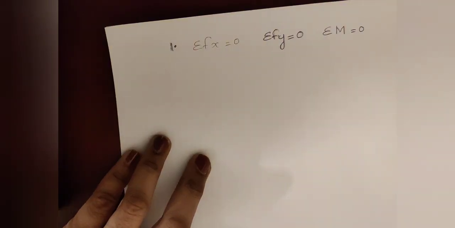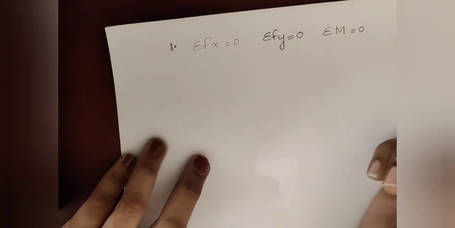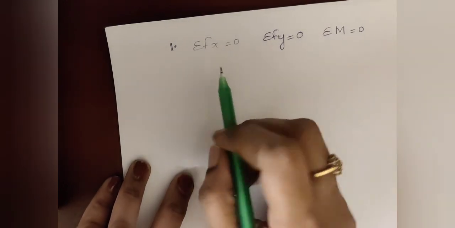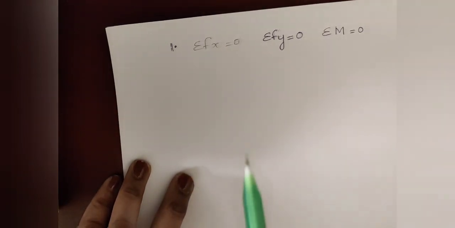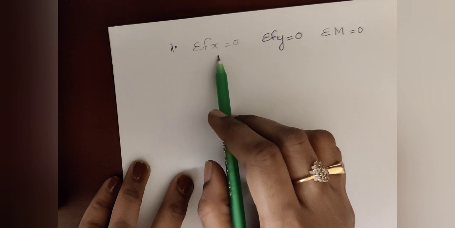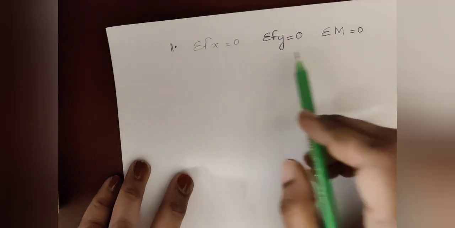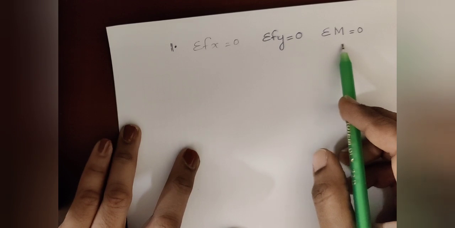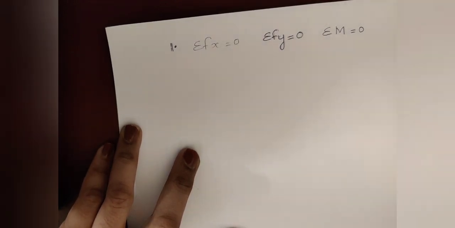Now we will see the analysis of beam. Before analyzing a beam, you have to remember certain points. First point is, since the beam system is a coplanar non-concurrent force system, you have to use the three equations of equilibrium: sigma Fx equal to 0, sigma Fy equal to 0, and sigma M equal to 0. Here the analysis of beam means you have to calculate the support reactions acting on the beam.